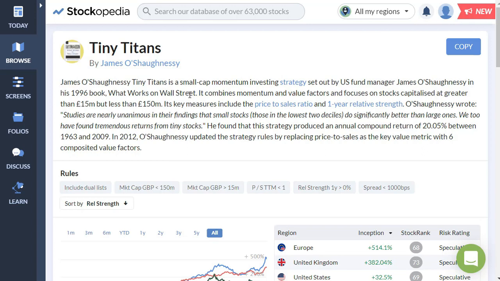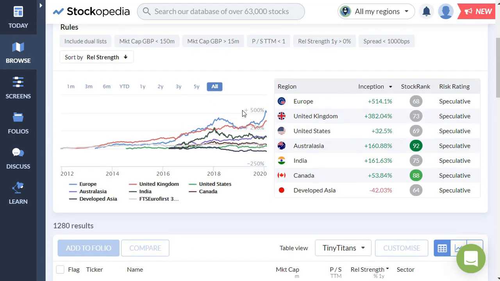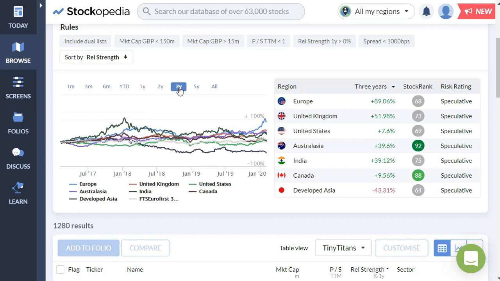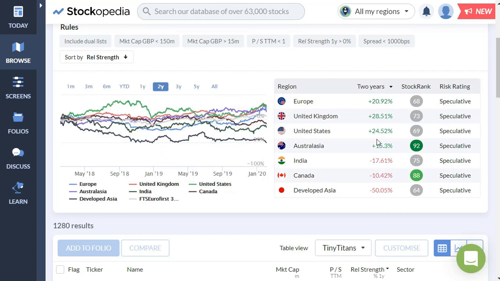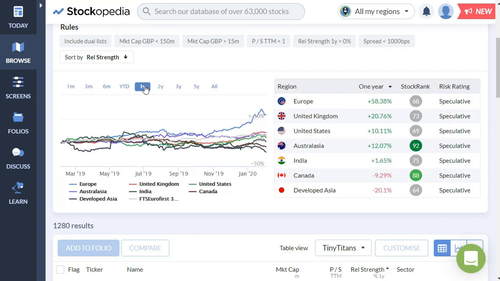But in here he is looking at small cap momentum investing, meaning that he's looking at small cap, he's looking at price to sales ratio and 1 year relative strength. So it has to be fairly cheap on the price to sales ratio and has to do better than the overall market. And in here we can see, just for the fun of it, the last 3 years, how has that performed on different markets? What about the last 2 years? Okay, well, in most of the markets where I am at, this has been doing quite well.